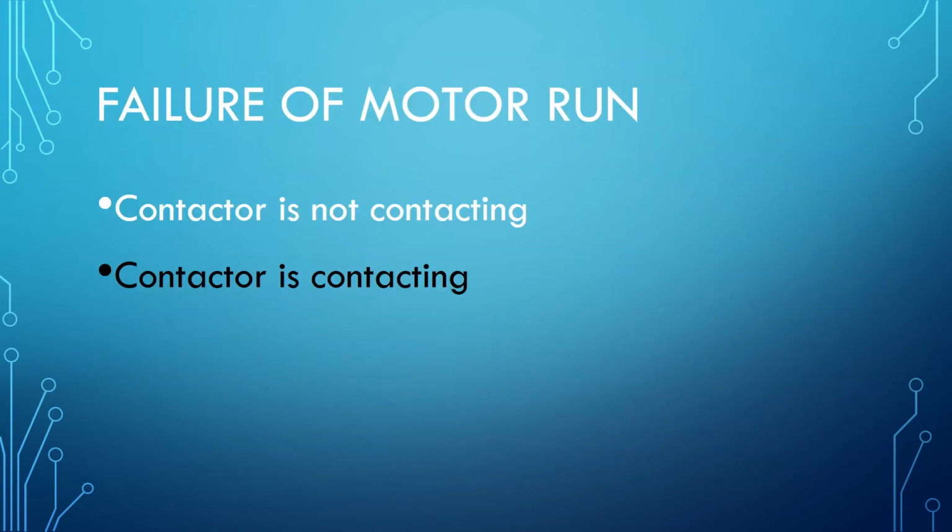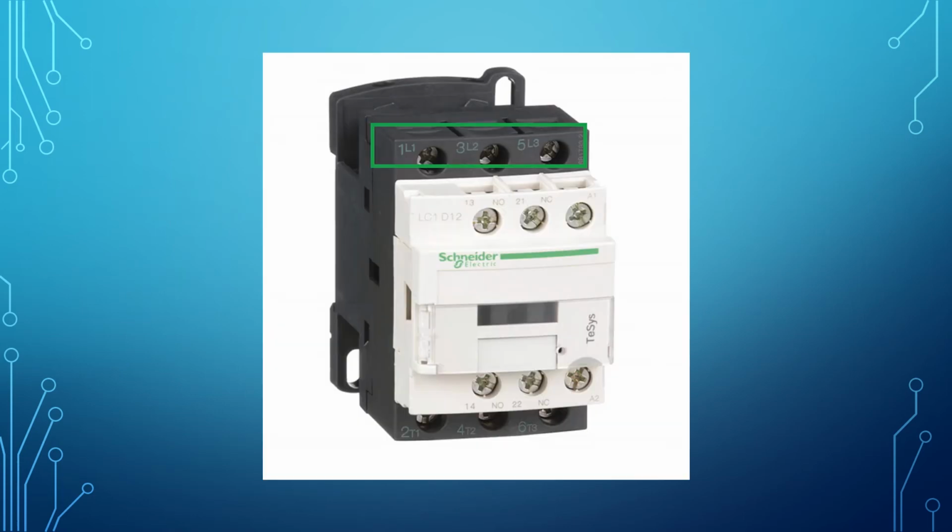Second case, if the contactor is contacting but the motor is still not running. In this case, the voltage over L1, L2 and L3 should be matching the three-phase voltage. The voltage over T1, T2 and T3 will be measured. If it is not matching the proper voltage, then the contactor should be replaced.